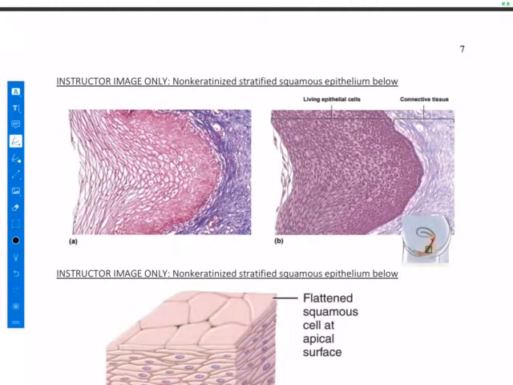The non-keratinized, as I was mentioning, doesn't have that apical surface of dead cells, but some other examples besides the vagina where you'd find this non-keratinized stratified squamous epithelia would be in the tongue, the oral mucosa, so basically the mouth, the esophagus, which is the tube through which you swallow food.